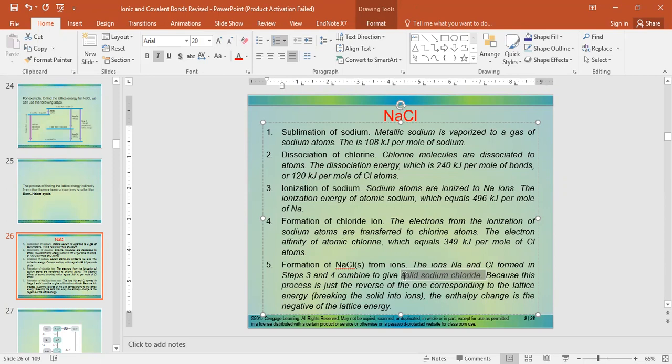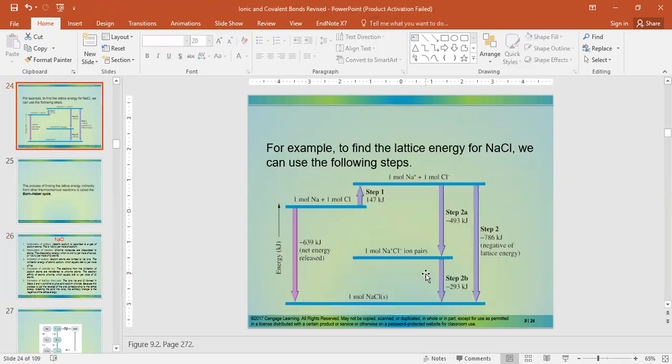Now, this is a solid form, and this is formed in this process. Let me highlight again. Sorry, let me pick the highlighter.